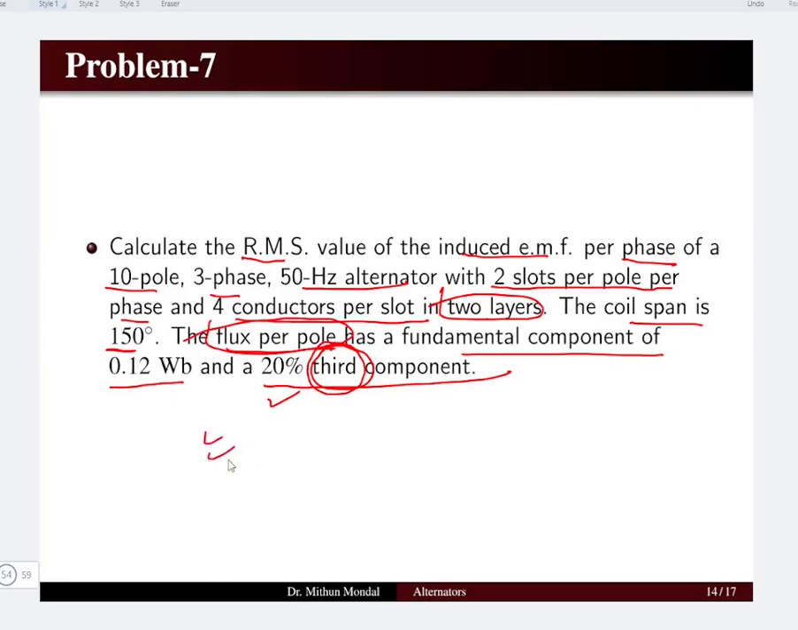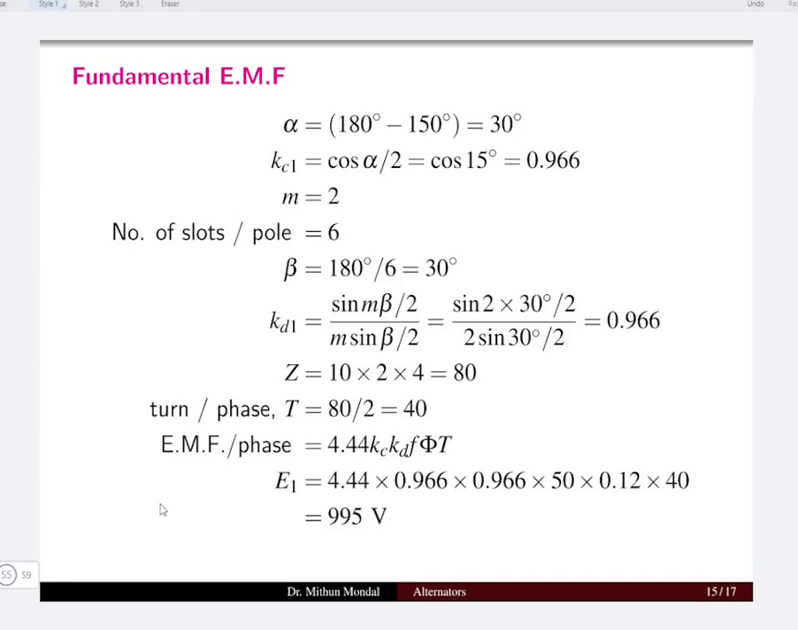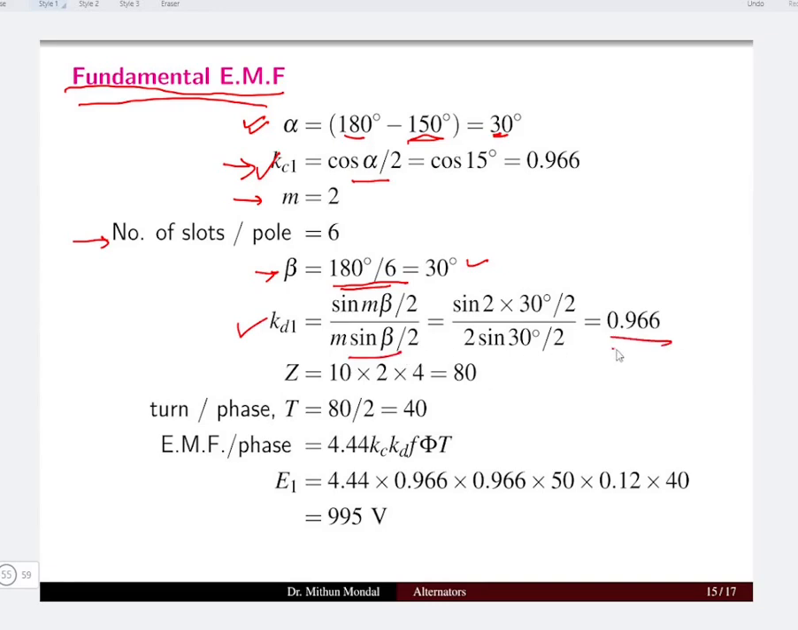So here we need to find the RMS EMF for both the fundamental component of the EMF and the harmonic component of the EMF. The problems that we have dealt with in the previous few were to determine the fundamental EMF. So the first case remains the same as usual. We determine alpha, the coil span shortening: it is a 150 degree span, so 180 minus 150 gives you 30 degrees. The value of Kc is cos alpha by 2, m is given to be 2, the number of slots per pole is 6, so beta is nothing but 180 degrees by 6, which is equal to 30 degrees. Now Kc we have determined, so we'll determine Kd now, which is sin m beta by 2 by m sin beta by 2, which is equal to 0.966.